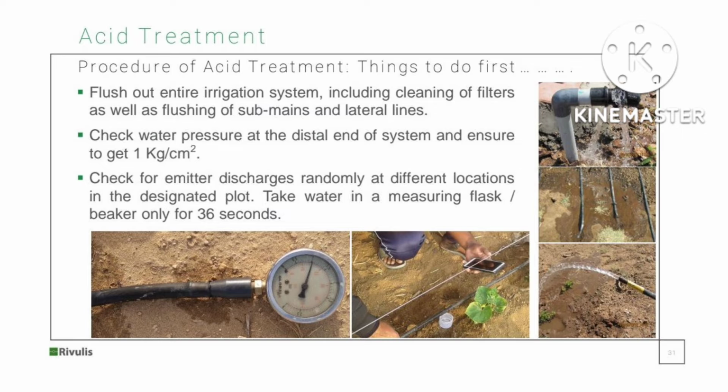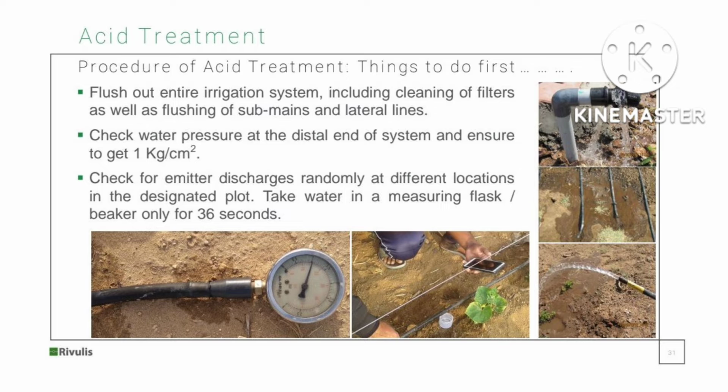Procedure of acid treatment. Things to do first: flush out the entire irrigation system, including cleaning of filters as well as flushing of submain and lateral lines. Check water pressure at the distant end of the system and ensure to get 1 kg per centimeter square pressure. Check emitter discharge randomly at different locations in the designated plot.